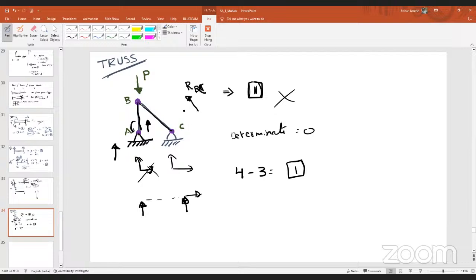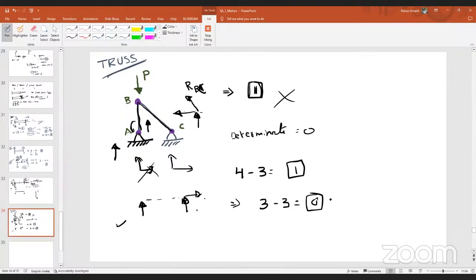But if you resolve this force, then what will happen? You have a vertical component and also a horizontal component. So that's why at C there is a possibility of forces generating in both directions. So at A, I will consider only one reaction. At C, I will consider both. So the net value is 3. Equilibrium equations are 3. So 3 minus 3 is equal to 0. Any doubts?